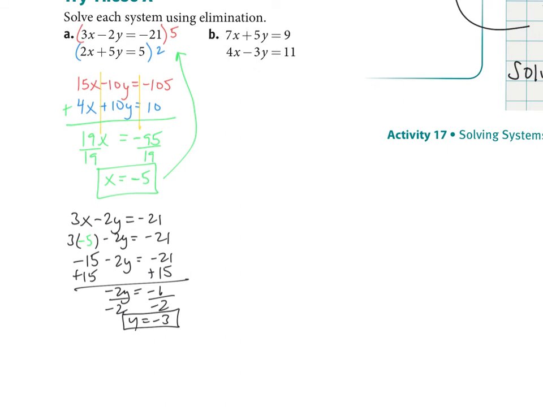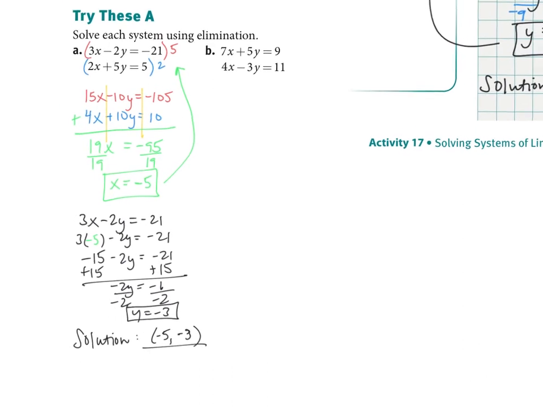Make sure you have them in the correct order. So we have our solution as negative 5, comma, forgot the negative, negative 3. Now again, you can check your answer to see if you got the correct answer as well. That's something that's always an option.